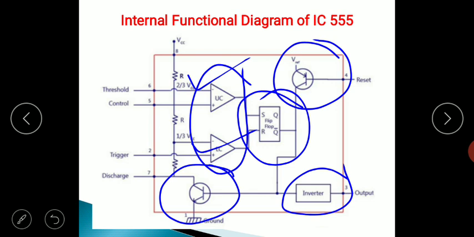So this is the block diagram of the IC 555 timer. We have the different signals, like the pins I have told you about in the previous slides. All these pins are shown here, like threshold pin, control pin, trigger, discharge, and then the reset and the output, and VCC and the ground.